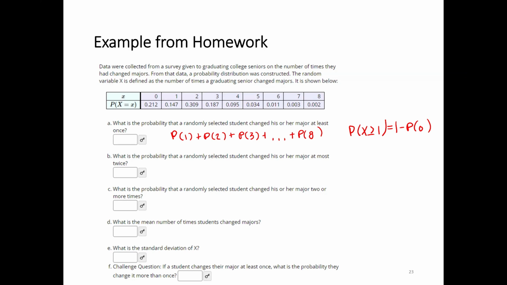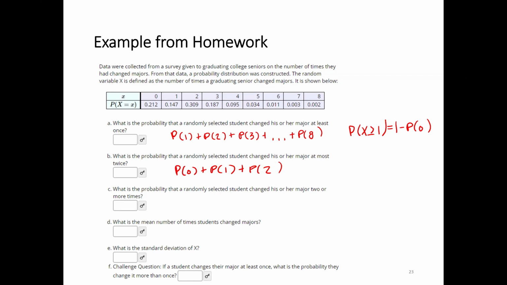Okay, then what about the next one? What's the probability that a randomly selected student changed his or her major at most twice? Add everything under 2, and 2. We're doing the problem for you, correct? At most 2, no more than 2, 2 or less.